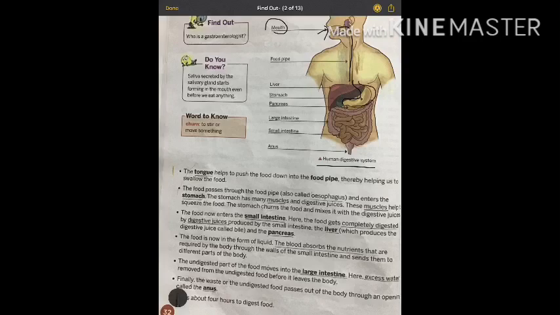Now since there is liver over here, it is overlapping the stomach. So this part of the stomach which is joined with the pipe, it's not seen. Okay, but it is behind this liver. This is stomach where the food is carried.